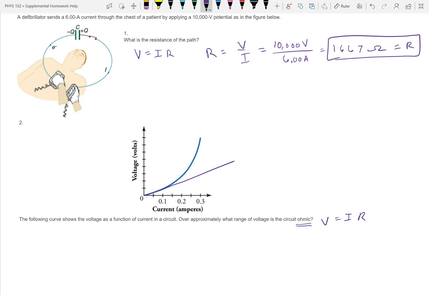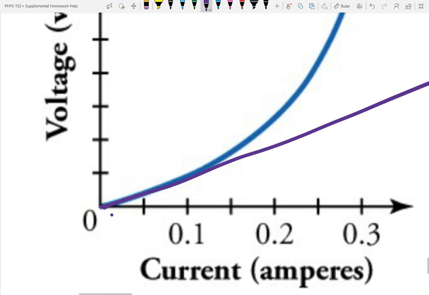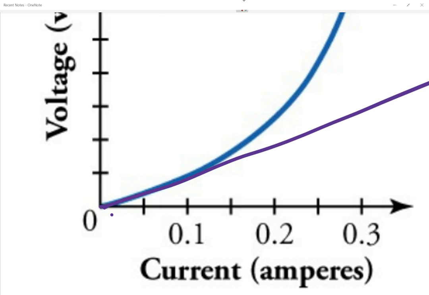And so over what range of currents does the actual curve follow it? Like from 0 to 3.1 maybe? Okay. So that would be a reasonable answer. Something like out to here. Because my line wasn't perfect, but you can start to see it deviating away there. So that would be a good answer, 0.1.